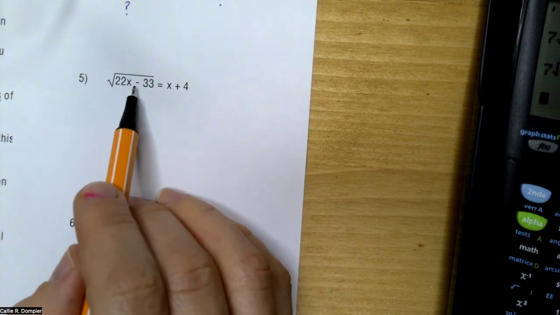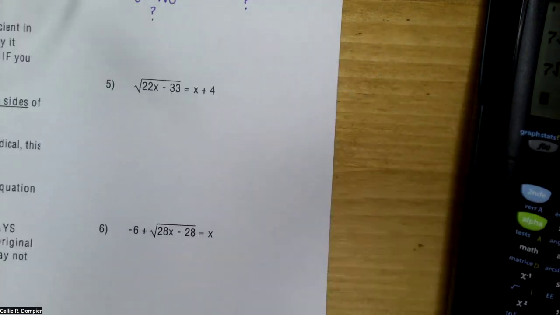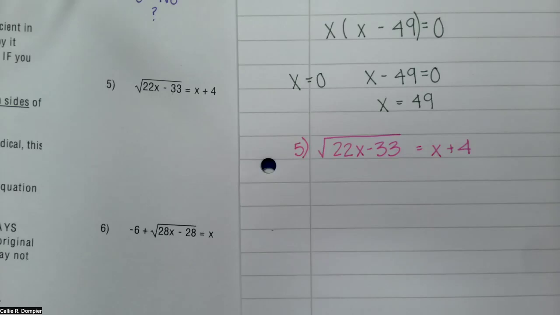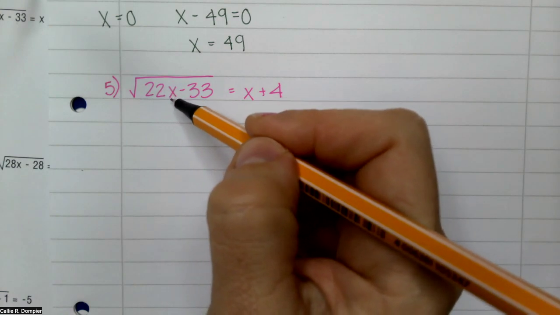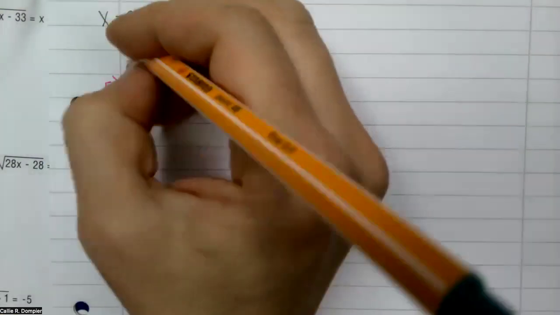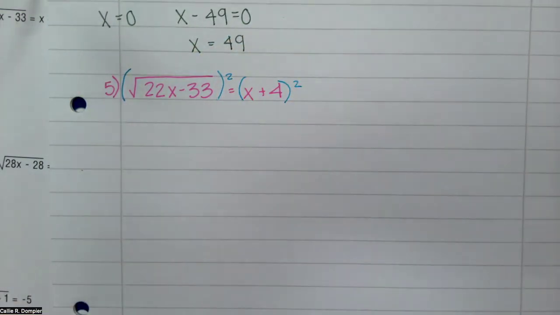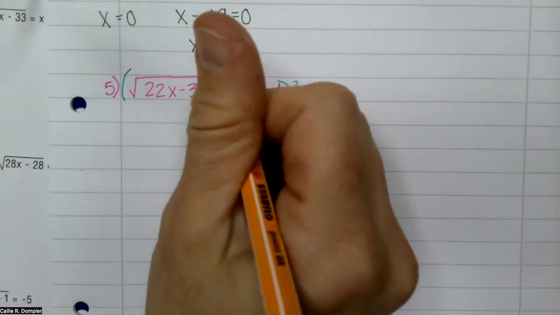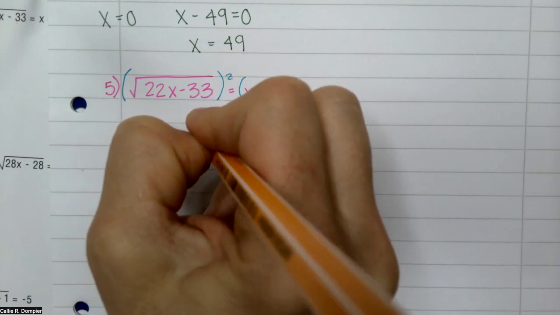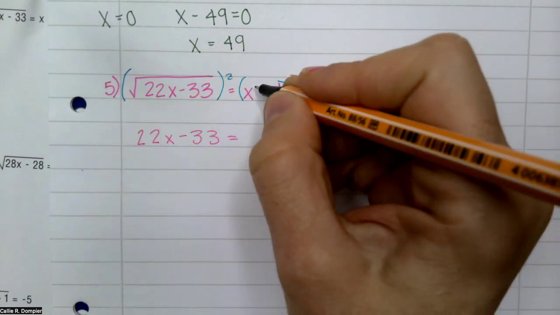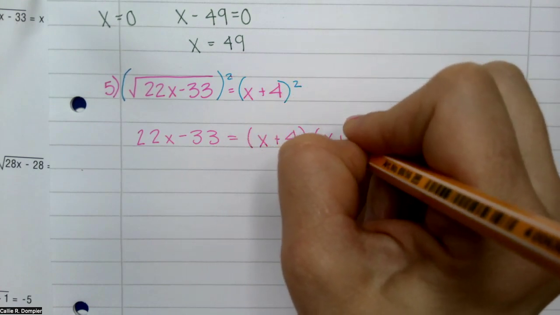Here I have the square root of 22x minus 33 equals x plus 4. Let me rewrite that. All right, I've rewritten it so I have more space. The radical is isolated on the left side. So I'm going to do the opposite of the square root, which is squaring. Now I've got the square canceling out the square root, so it leaves me with 22x minus 33 equals x plus 4 squared. That doesn't mean x squared plus 4 squared. It means x plus 4 times x plus 4.